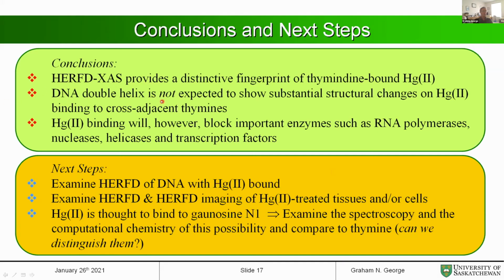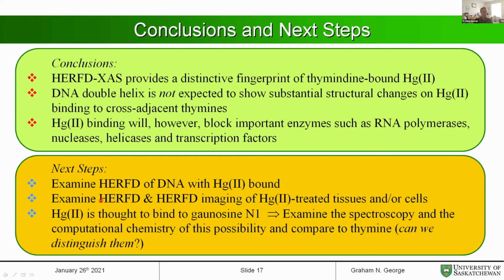The DNA double helix is not expected to show substantial structural changes on mercury binding, but mercury binding will, of course, block important enzymes such as RNA polymerases, nuclease helicases, and possibly transcription factors. Our next steps would be to examine HERF of DNA with mercury bound, and we've actually done a little bit of that, but I'm not going to show you that today.